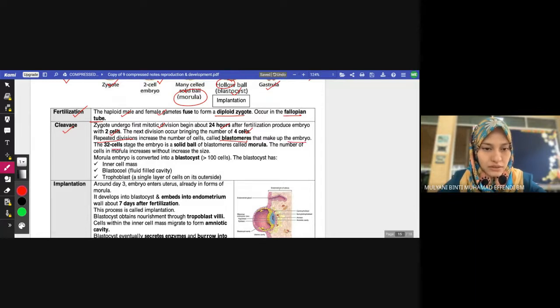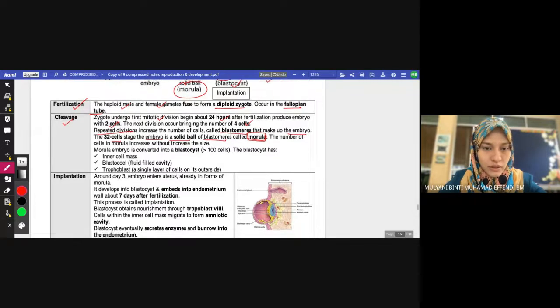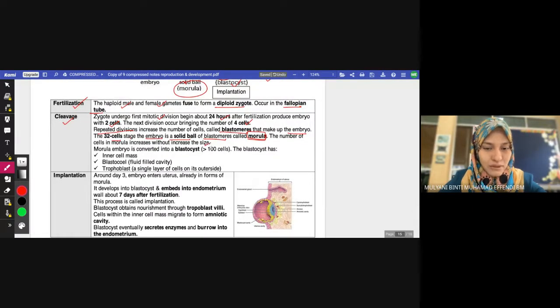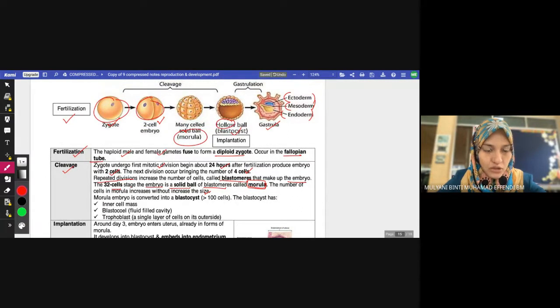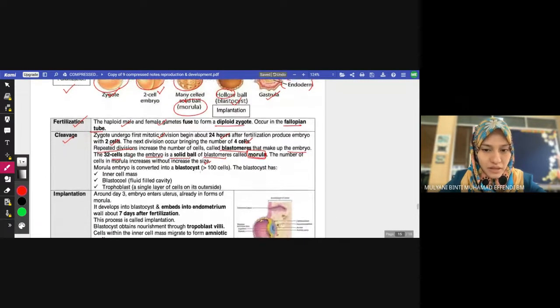So the 32 cells embryo is a solid ball of blastomeres called morula. Ni morula tu adalah lebih kurang 32 cells dalamnya. Kan dia kata tadi solid ball of cells kan. So the number of cells in the morula increases without increase in size. Nampak ni? Maksudnya dia tetap sama, bulat-bulatnya tetap sama ni. Bulat, sama. Cuma dalam dia saja yang bertambah selnya.